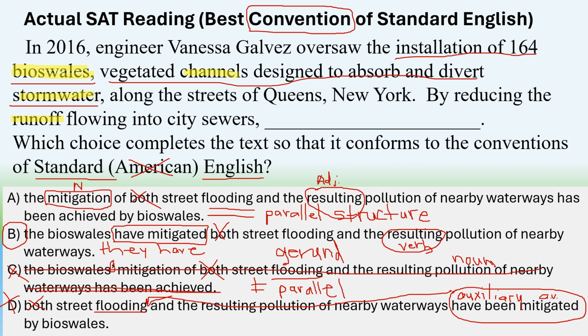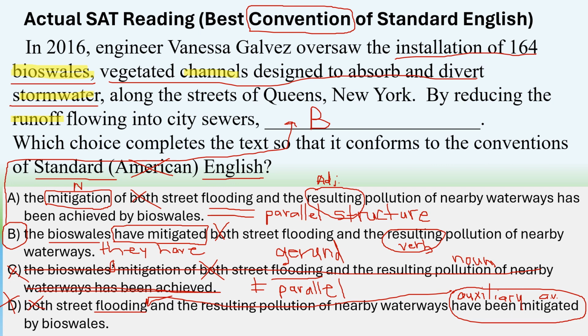If you put B back into this sentence, it would be easier to understand and easier to read. So the bioswales have mitigated, there's that verb again, both street flooding and the resulting pollution of nearby waterways. Boom, done. Do you have to understand what Dr. Galvez did or what's going on? No, you don't. All you have to know is that something happened, there was stormwater, there was runoff, and this is taking care of it. And this says the bioswales have changed the street flooding and resulting pollution of nearby waterways, kind of mitigated here. So easy, just think about what's going on, it's B.